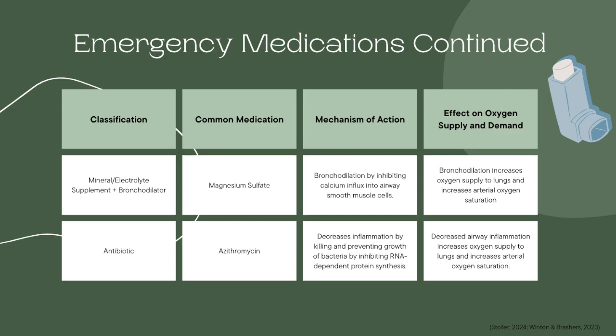Bacterial infections are a common cause of COPD exacerbations. Azithromycin is a commonly used antibiotic in the emergency setting for COPD exacerbation. This medication kills and prevents growth of bacteria by inhibiting RNA-dependent protein synthesis. This reduces airway inflammation caused by normal immune response towards foreign bacteria. Decreasing airway inflammation helps to open the airways, allowing increased oxygen supply to the lungs and increasing arterial oxygen saturation.